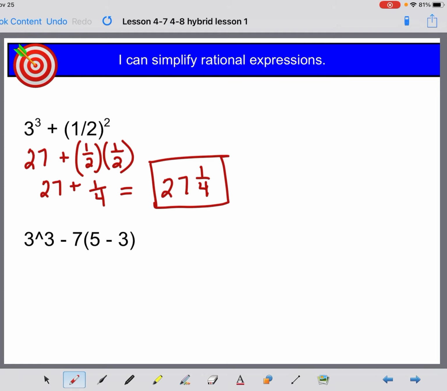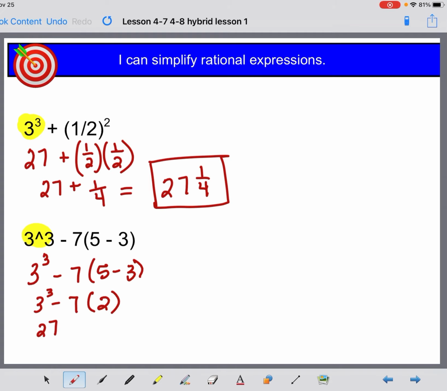The next one, this is the same thing. 3 with a caret 3 is the same as 3 to the third power. Just like this one. This means the same thing. Minus 7 times the quantity 5 minus 3. Before I evaluate that, I need to evaluate the parentheses before the exponent. 3 to the third minus 7 times 5 minus 3 is 2.